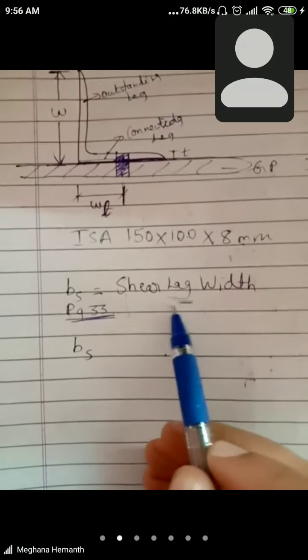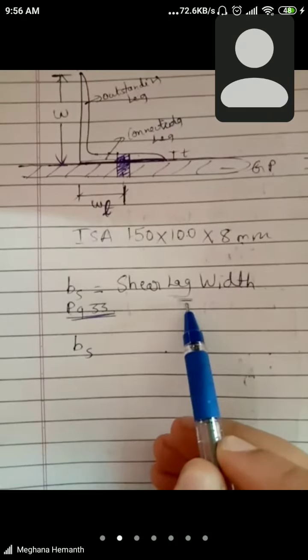This width, this member can shift either a little towards the left or a little towards the right side due to the shear force that is developed. So that is known as your shear lag. There is some lagging which is taking place, so it is known as your shear lag width. Don't worry about the concept now.